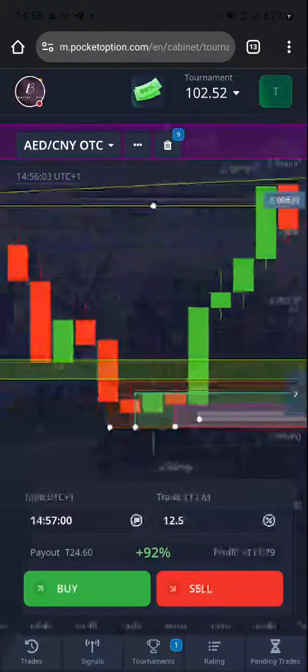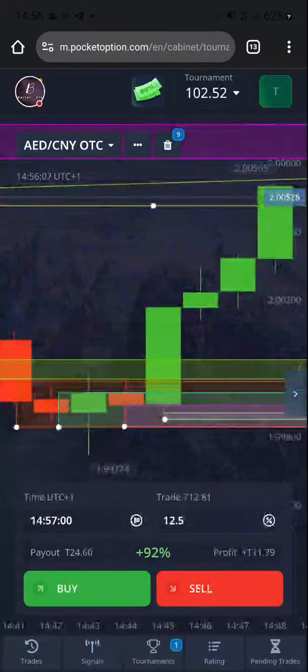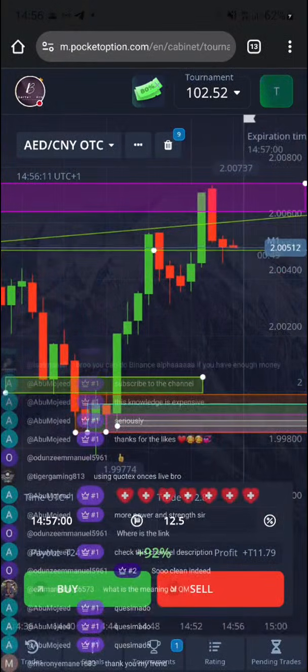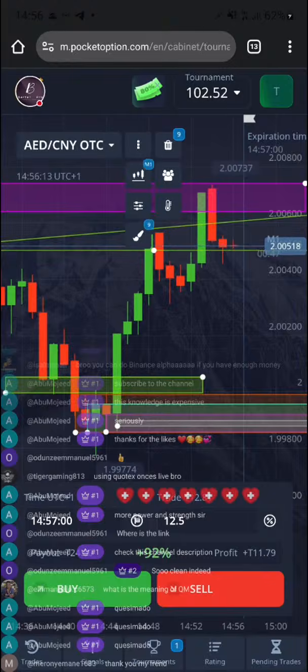Now if price comes back to this down area, look at this. We have, let me show you everything. You see here we have a QM entry. That's the purple area, and that's a gray area.